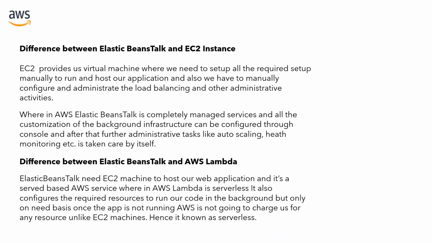So with an EC2 instance, all the processes are manual, okay. All the server setup, dependency installation, and everything is manual, okay. But with Elastic Beanstalk, what happens? From the management console itself, we only deploy our code, okay, and Elastic Beanstalk automatically configures the EC2 instance in the background itself, okay.